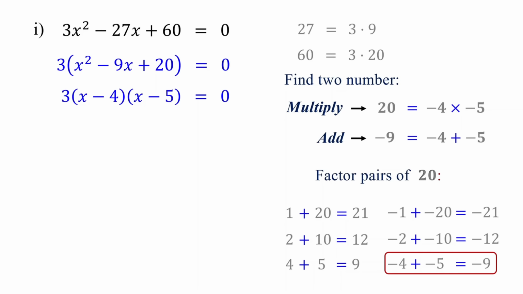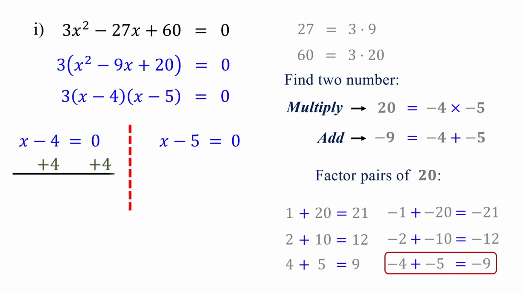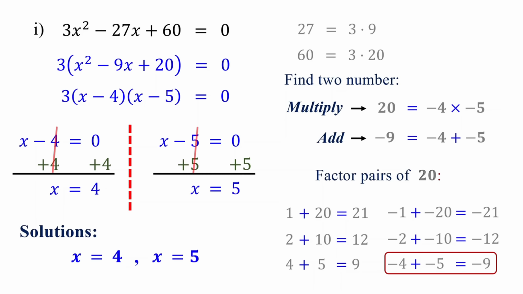Now for this product to be 0, either x minus 4 must be 0 or x minus 5 must be 0, right? From the first equation, we find that x equals 4. From the second equation, we find that x equals 5. Therefore, these are the solutions. In this example, factoring out 3 made the leading coefficient 1.